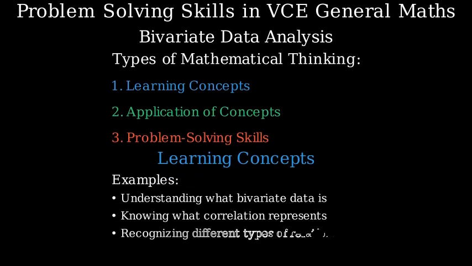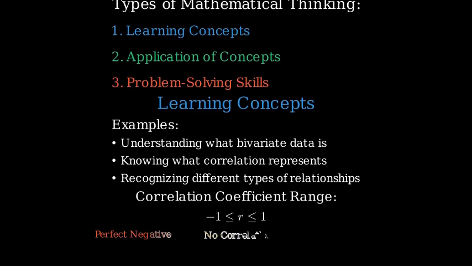Learning concepts involves understanding what bivariate data is, what correlation means, and how to interpret scatter plots. For example, knowing that a correlation coefficient ranges from -1 to +1, with +1 indicating a perfect positive correlation.